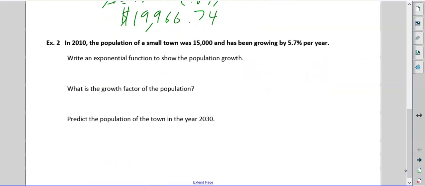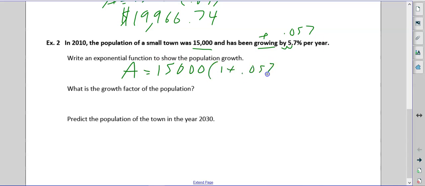All right, 2010, population of a small town is 15,000. It's been growing by 5.7%, which means plus. We're going to move the decimal twice. That's 0.057. Kind of helps right above there, just to remind yourself. Write the function. So the formula is future value, starting amount, 1 plus 0.057 to the t. What's the growth factor? That's this. So it's 1.057.